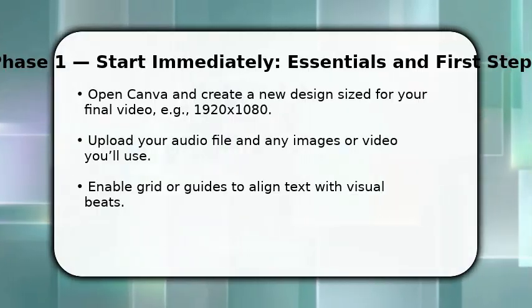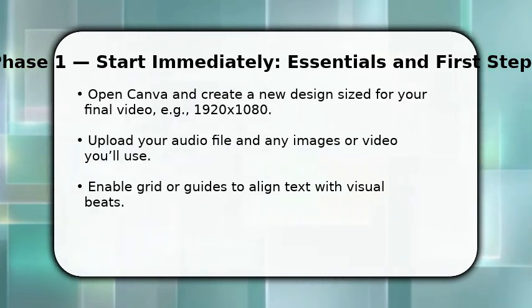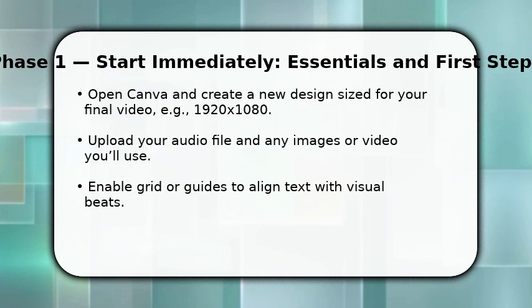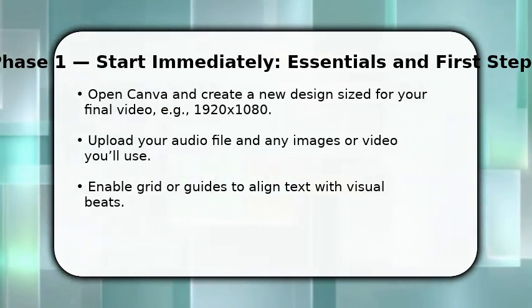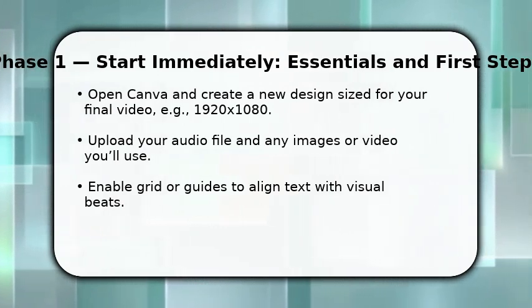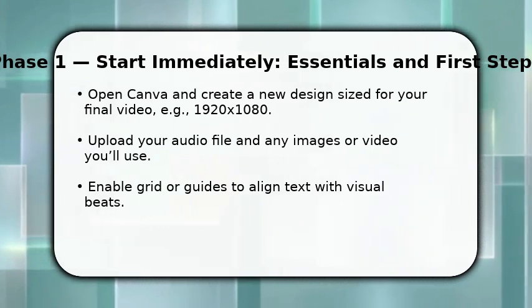You start by creating the design and importing your audio. This gets you into the editor immediately. Drag the audio onto the timeline so you can see waveforms. Make sure you zoom in for precise placement. Once done, import any background images or clips and place them on the canvas layer under the audio.